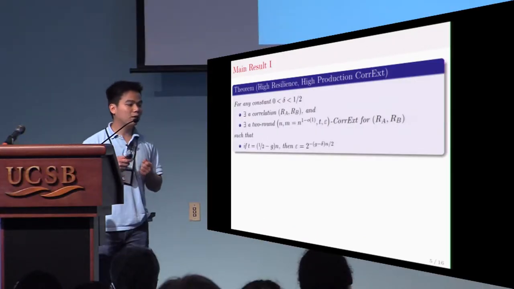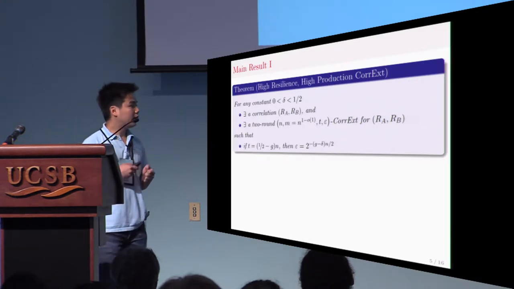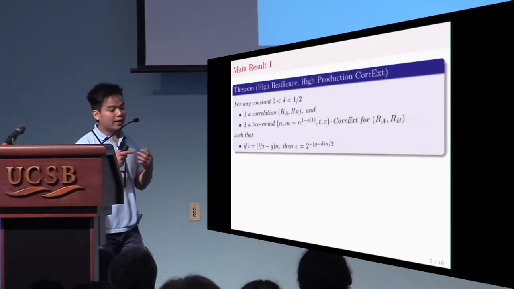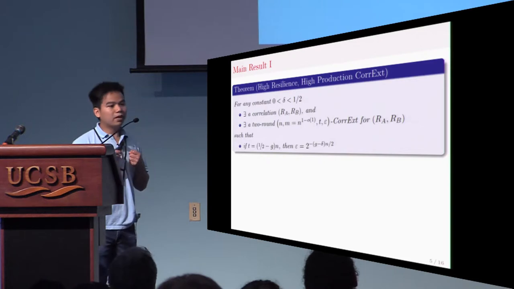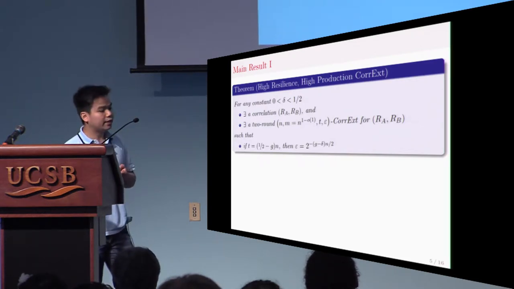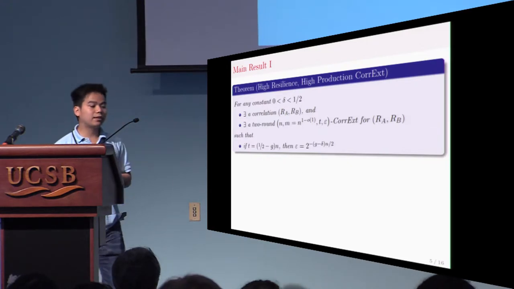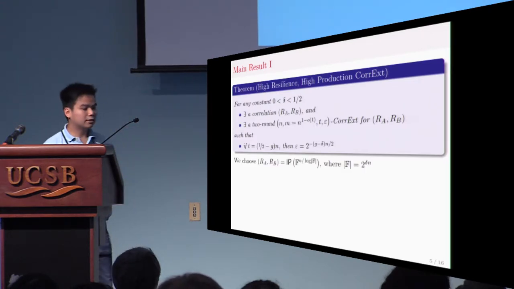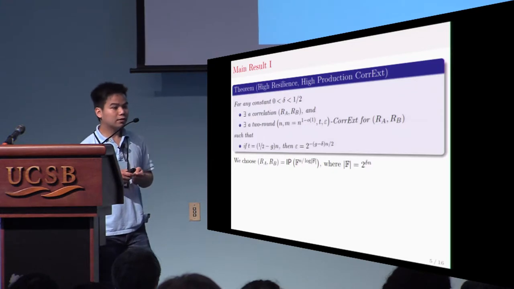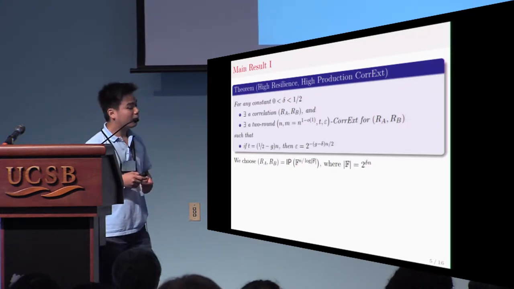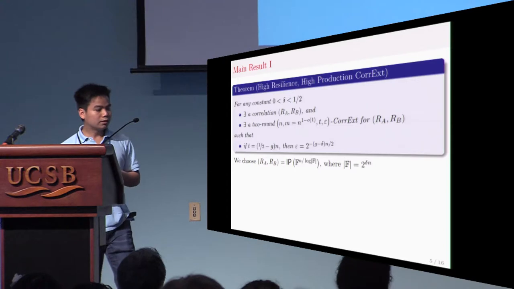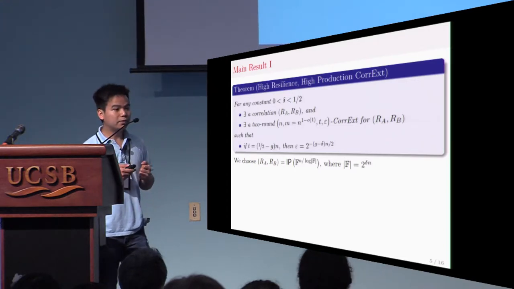So the first main result we saw is that for any constant delta in the range 0 to half, there exists a correlation and a two-round correlation extractor for that correlation, such that if the number of leaked bits t is at most half minus delta times n, then the simulation error is exponentially small. In fact, we choose the correlations to be the inner product correlations over a suitable large field F, where the size of F equals 2 to the delta n. So our correlation extractor is resilient to n by 2 bits of leakage.